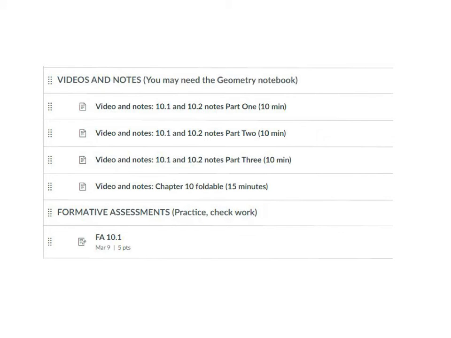All right, for this week, we are starting into chapter 10. So our objective is that we are building background vocabulary and knowledge. And you can see that what we have here are 3 videos that all deal with sections 10.1 and 10.2. These are your very important vocabulary words going forward.